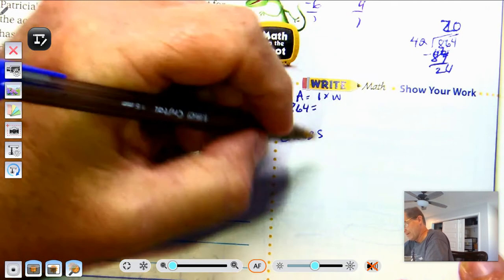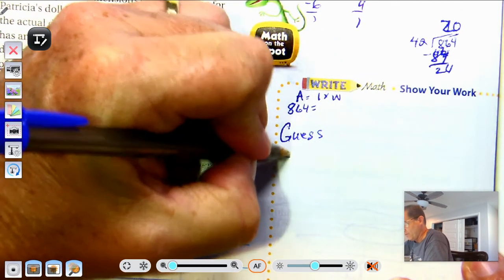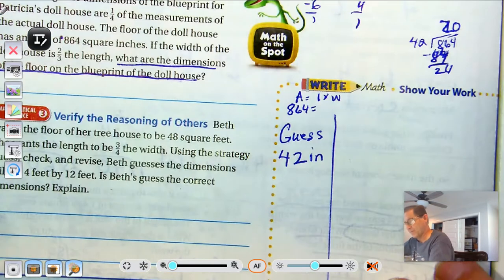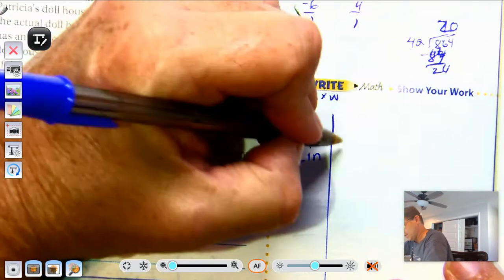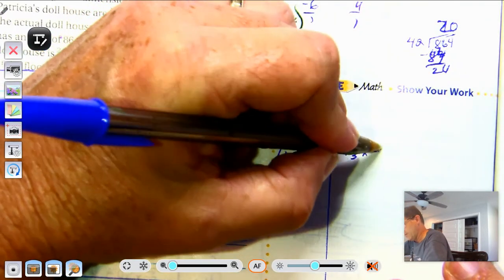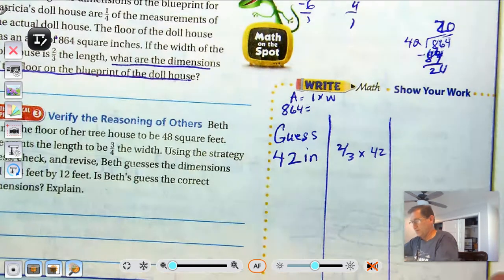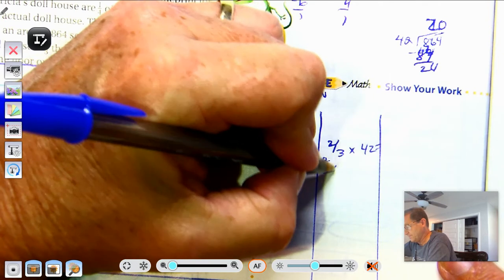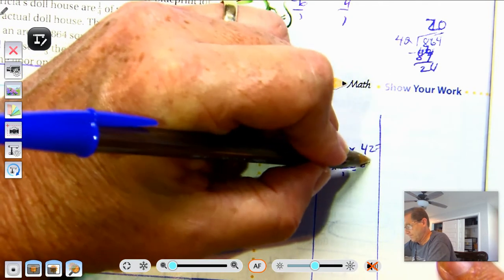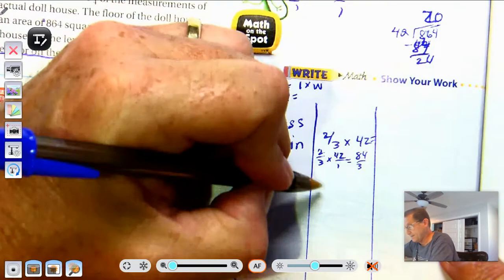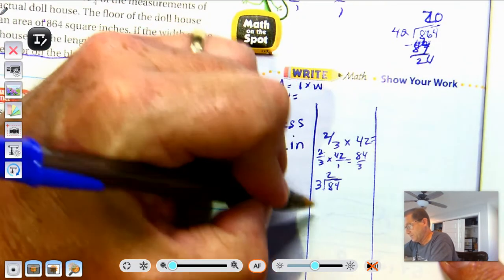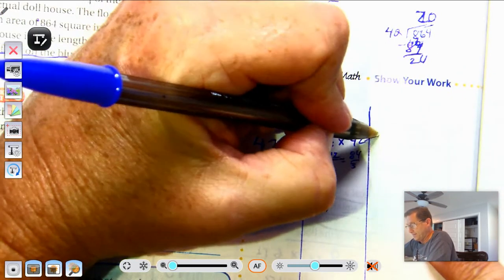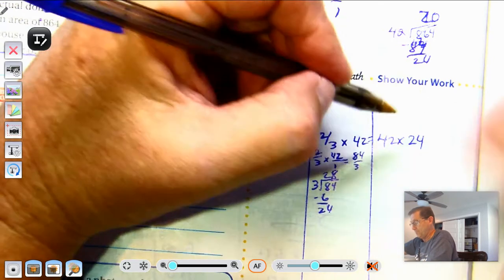So let's just try it. My guess is going to be 42 inches. The width is 2/3 of 42. So what is 2/3 of 42? 2/3 of 42 is 84 divided by 3. 3 into 84 is 28. So we're saying our guess is 42 by 28.